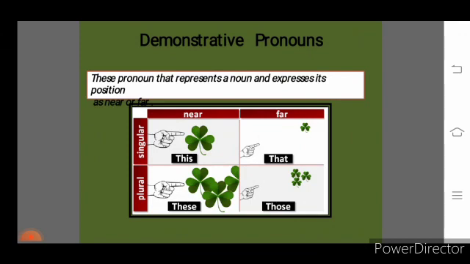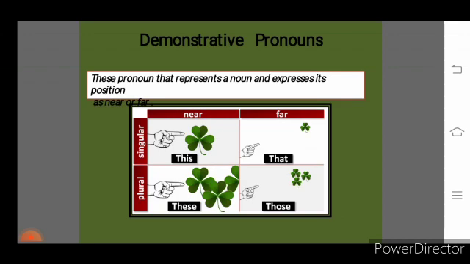Right. Now, demonstrative pronouns. What do you mean by demonstrative pronouns? These pronouns represent a noun and express its position as far or near. This, that, these, those are the demonstrative pronouns. We use this and that for singular things. We use these and those for plural things. This is used for near, that is used for far. Similarly, these is used for near, those is used for far.